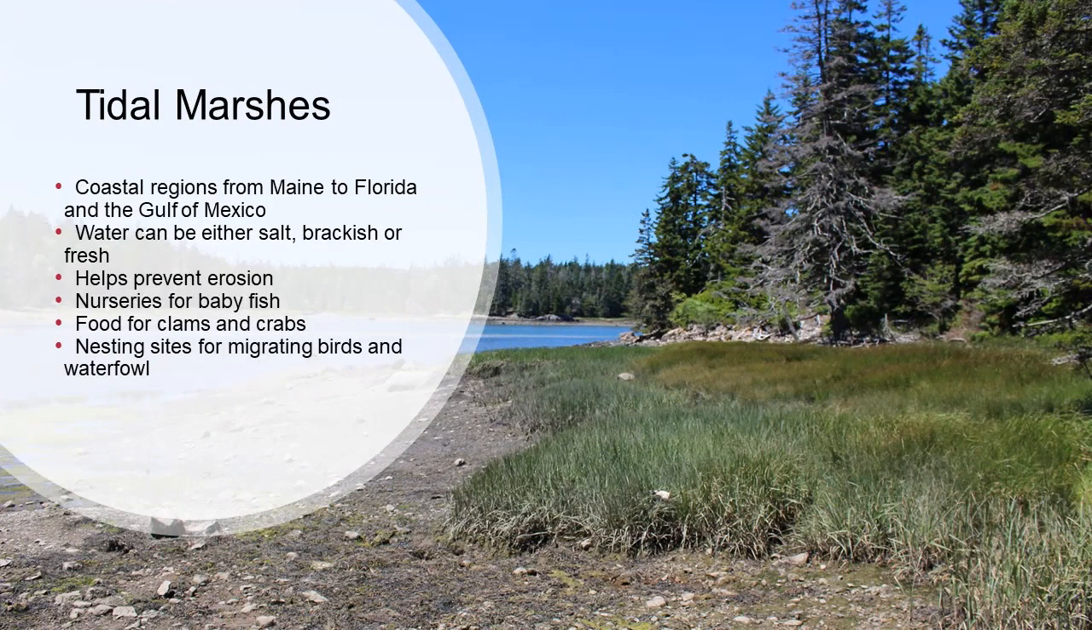Let's move on to tidal marshes, which, as the name implies, are found along protected coastlines. On the east coast of the United States, they can be found from Maine to Florida and along the Gulf of Mexico. Because they are found along the coastline, the water found in tidal marshes can be saltwater, brackish water, or even fresh water. These differences are due to the tidal influence on the marsh. There are two zones of tidal marshes, the lower or intertidal marsh and the upper or high marsh.